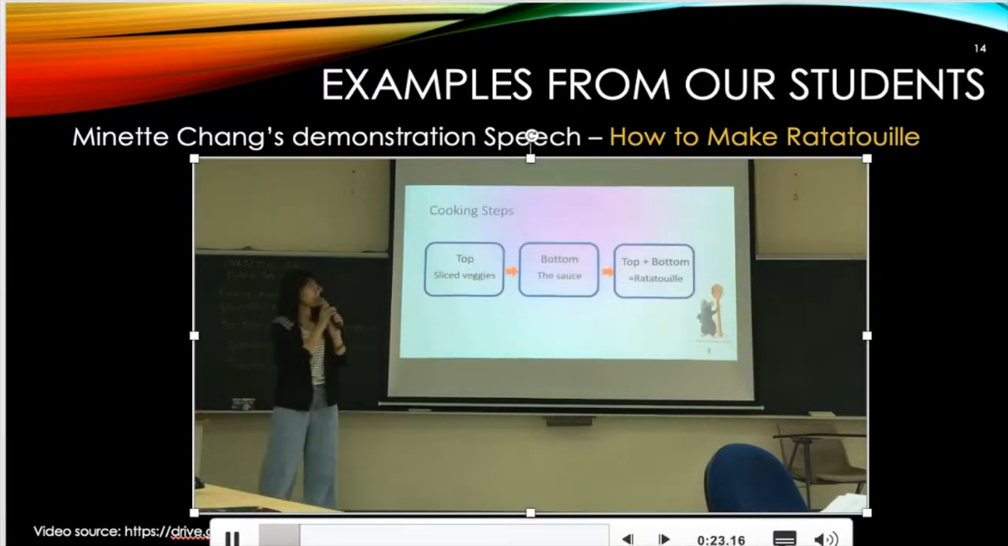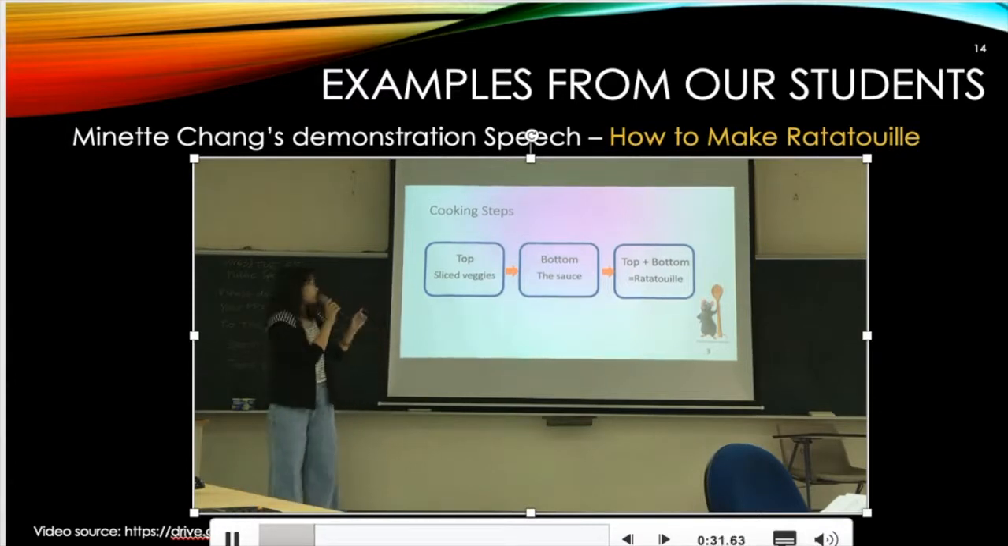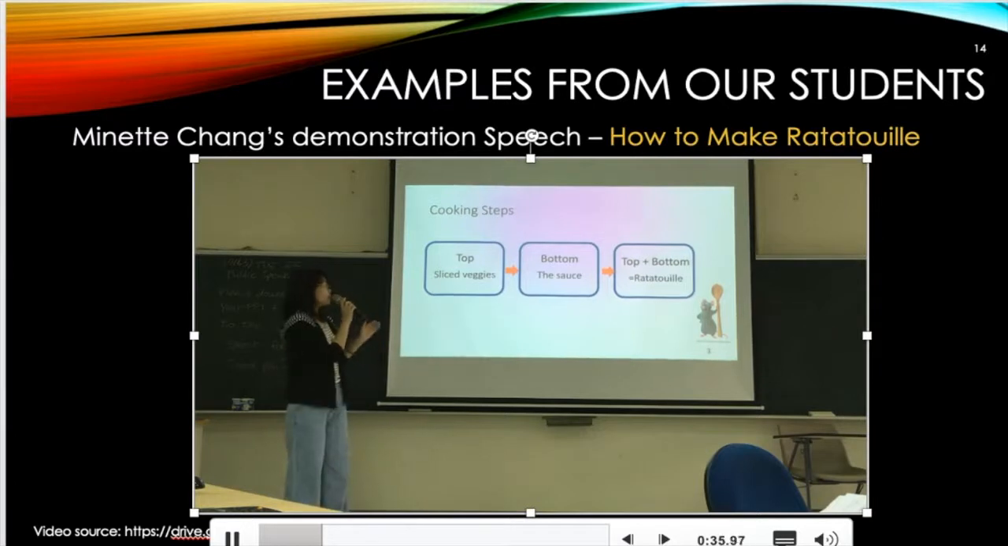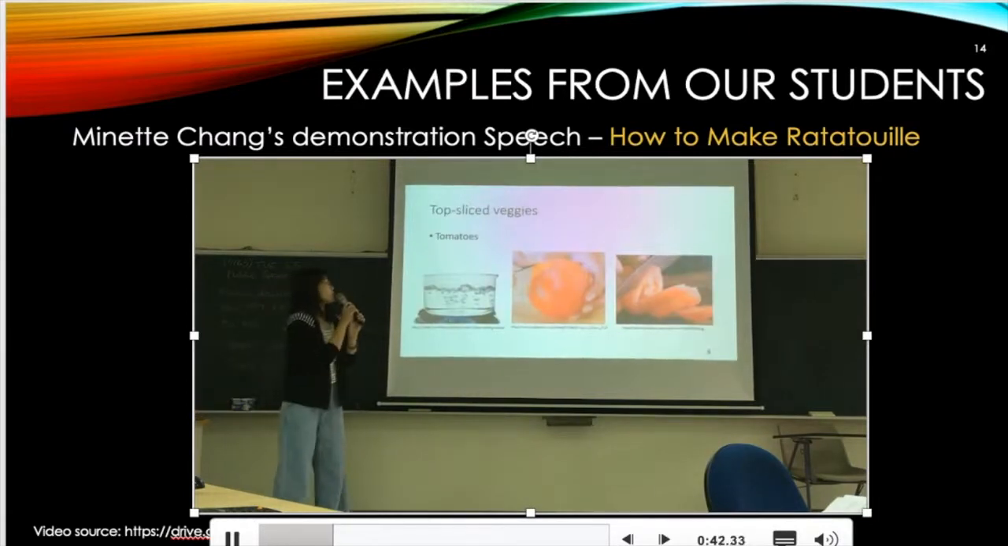So ratatouille can be divided into 2 parts, the top and the bottom. First, I'll teach you how to make the top. Then I'll teach you how to make the bottom. And last, by combining the top and the bottom, we can get our delicious ratatouille. Let's begin with the first step, the top.